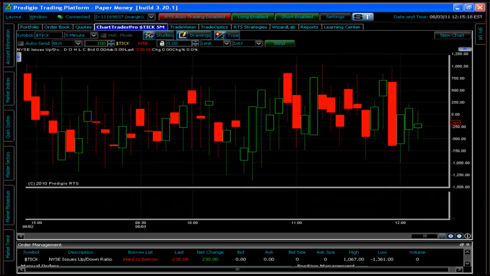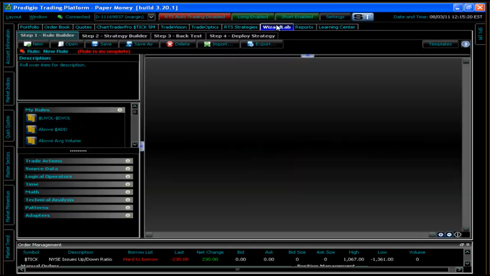So I'm going to pull back up $tick here and go over to Wizard Lab. And when we did this the last time, I was working with Peter, and we had a very good filter condition. I want to rebuild this filter for you now because it works really well with this tick fade. The filter condition said that the price of the underlying instrument, I can pull this back out.